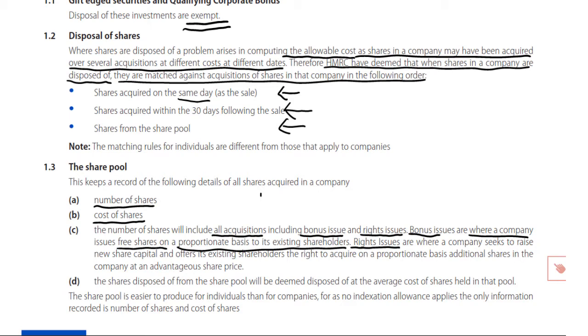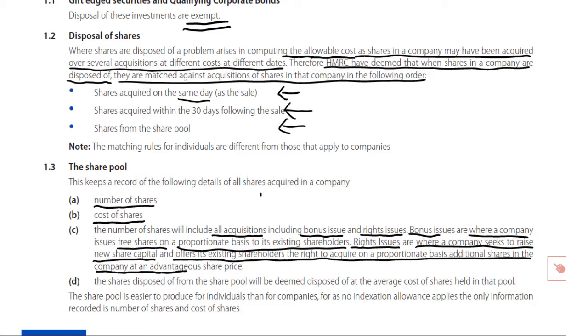Rights issues are where a company seeks to raise new share capital, but of course who does it go to first? Its existing shareholders, and it attempts to tempt those existing shareholders to buy some new shares because it offers the existing shareholders the right to acquire, again on a proportionate basis, like 1 for 5, 1 for 3, 1 for 1, well, probably not as high as that, but whatever it may be, on a proportionate basis, these additional shares in the company. And how do they tempt us with that? With an advantageous share price.